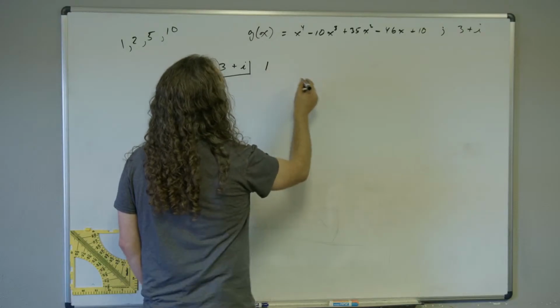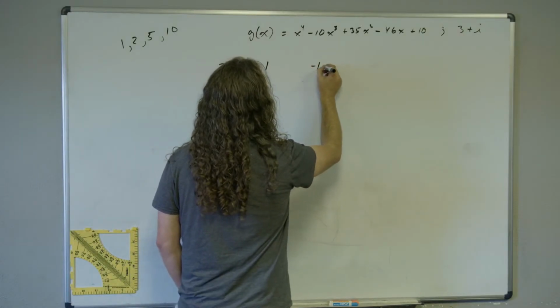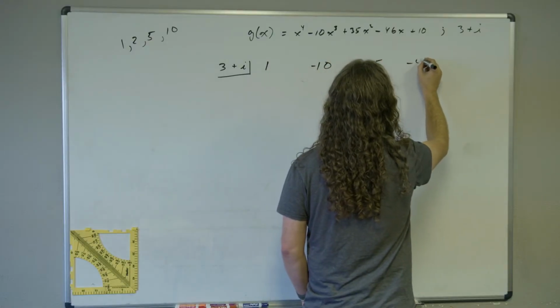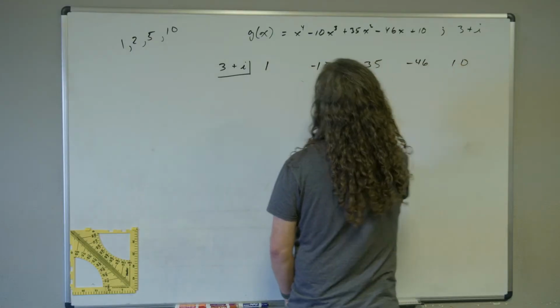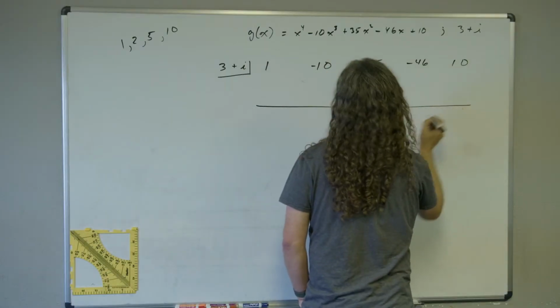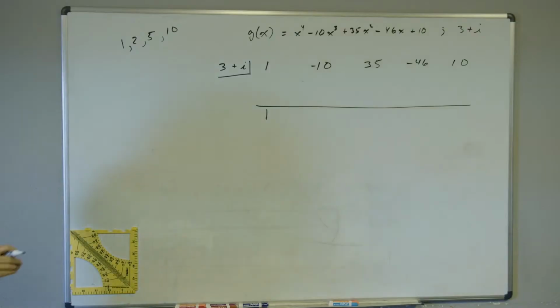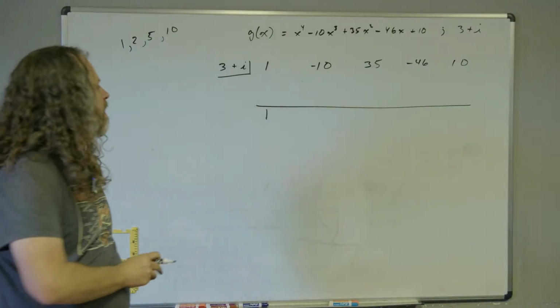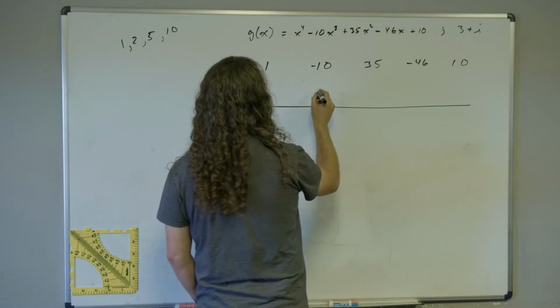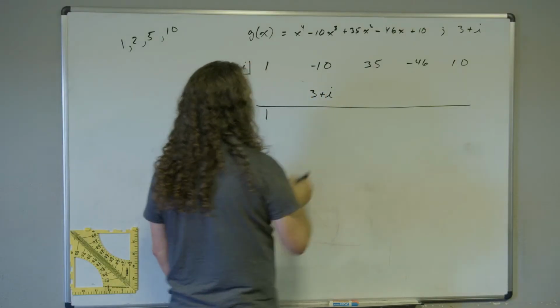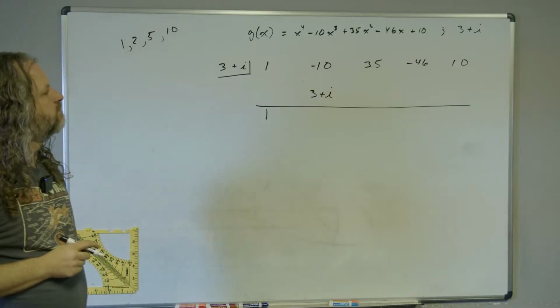1, negative 10, 35, negative 46, 10. Put a line. You can't do it with 10. Bring down a 1. Now what? Multiply by 3 plus i. 3 plus i times 1 is 3 plus i. Negative 7 plus i.